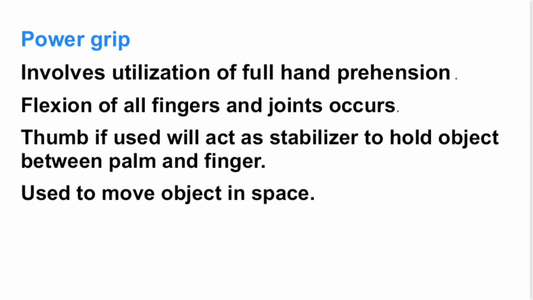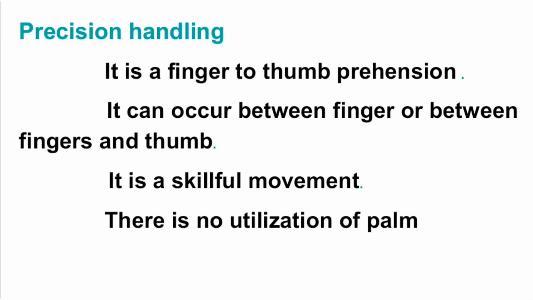Power grip involves utilization of full hand prehension. Flexion of all fingers and joints occurs. The thumb acts as a stabilizer to hold the object between the palm and fingers. It is used to move objects in space. Precision handling is a finger to thumb prehension. It can occur between fingers or between fingers and thumb. It's a skillful movement. There is no utilization of the palm. It's used for manipulating objects.